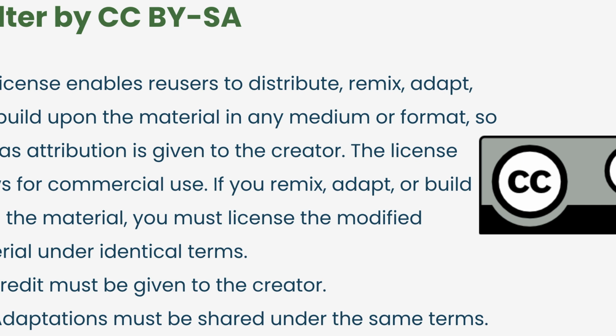Now we are going to go to license number 2 and we are going to filter by CC BY-SA. This license enables the user to distribute, remix, adapt, and build upon the material in any medium or format so long as attribution is given to the creator. The license allows for commercial use. If you remix, adapt, or build upon the material, you must license the modified material under identical terms. BY, credit must be given to the creator. SA means that adaptations must be shared under the same terms. You can spot this type of license with this tag on the right.